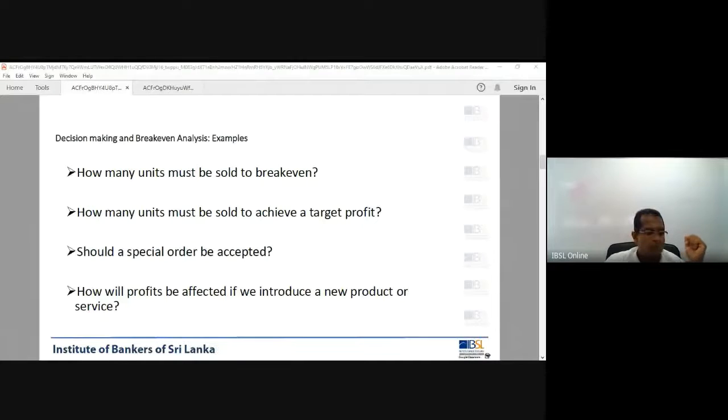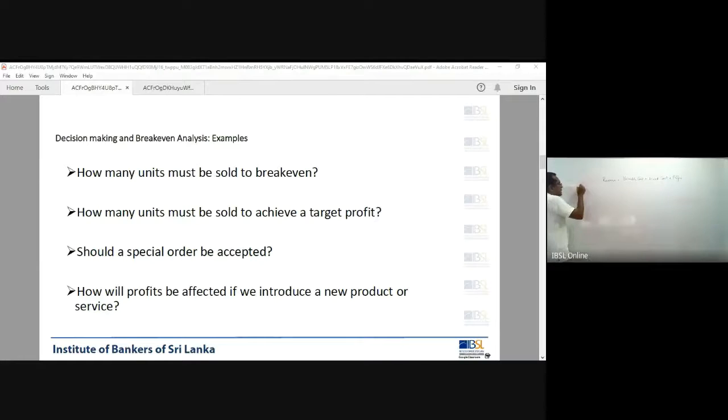Right. Look at the board. So this is the business formula we have. Revenue equals variable cost plus fixed cost plus profit, right?